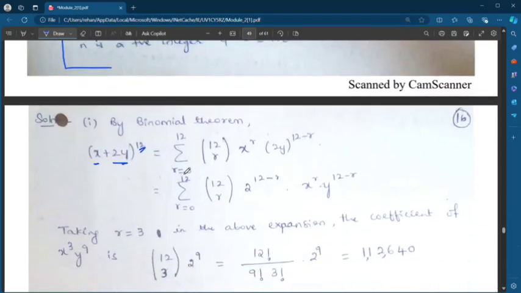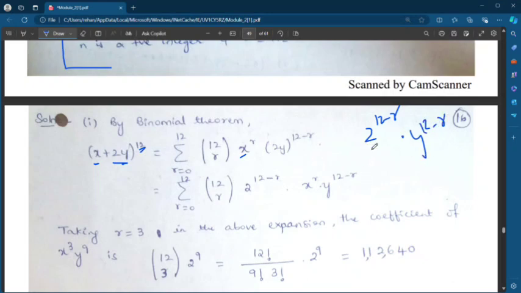Then summation of r equals 0 to 12 of 12Cr x power r into (2y) to the power of 12 minus r. Now what will I do? I consider x to the r, (2y) to the power of 12 minus r. (2y) to the power of 12 minus r can be written as 2 to the power of 12 minus r into y to the power of 12 minus r.